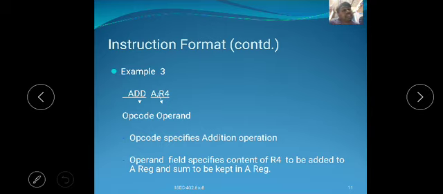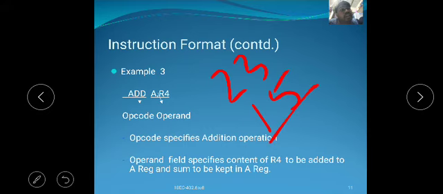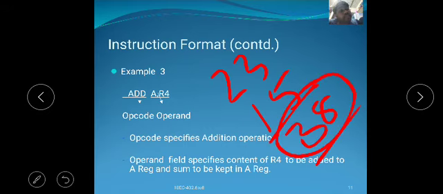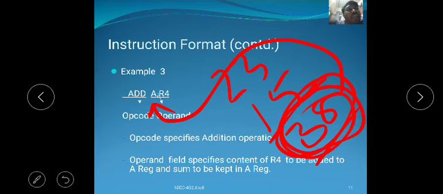in the register A. After performing this, 23 and 15, the total 38, the addition operation is completed. This result will be stored in the accumulator register only. The value previously in the accumulator register will be erased, and the resultant value, the destination value, will be stored in the A register.